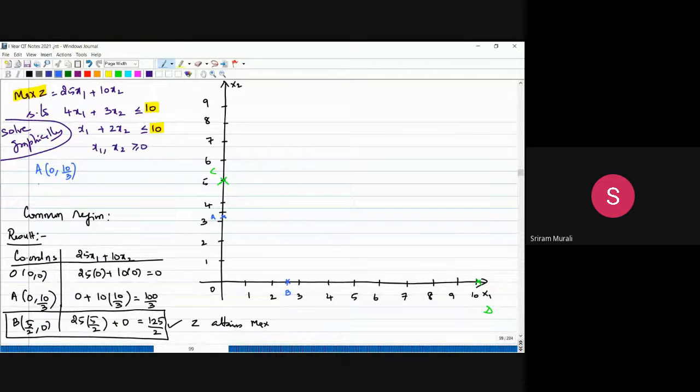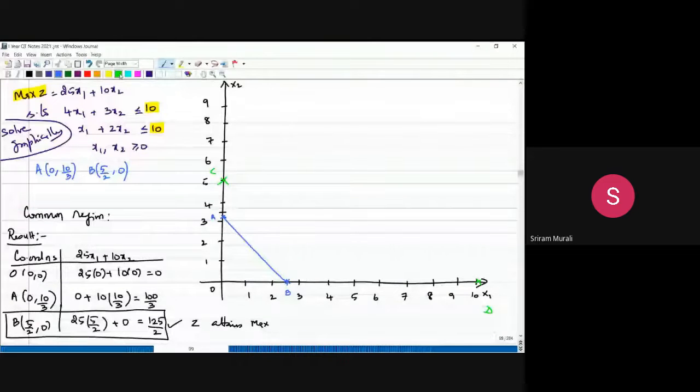Take x2 is equal to 0. What is x1? It is 5 by 2. 5 by 2 means 2.5. 10 by 3 means 3.333. So where does it intersect? So your AB will be this.